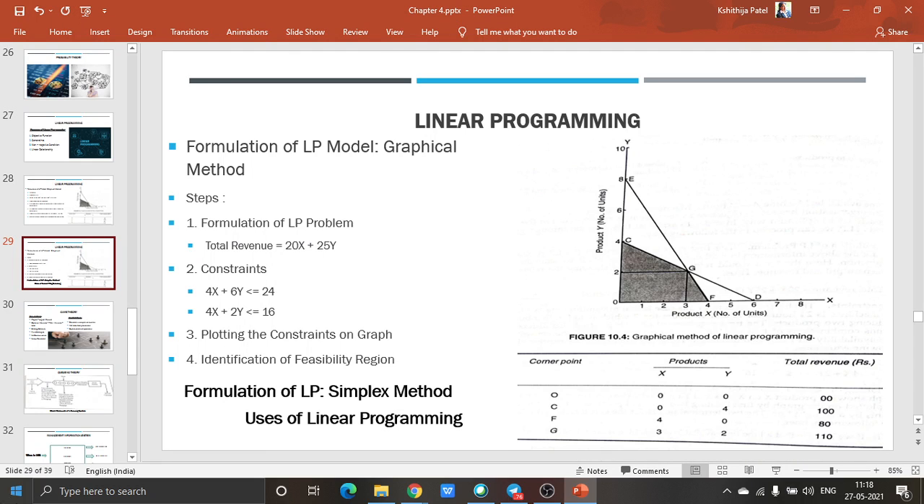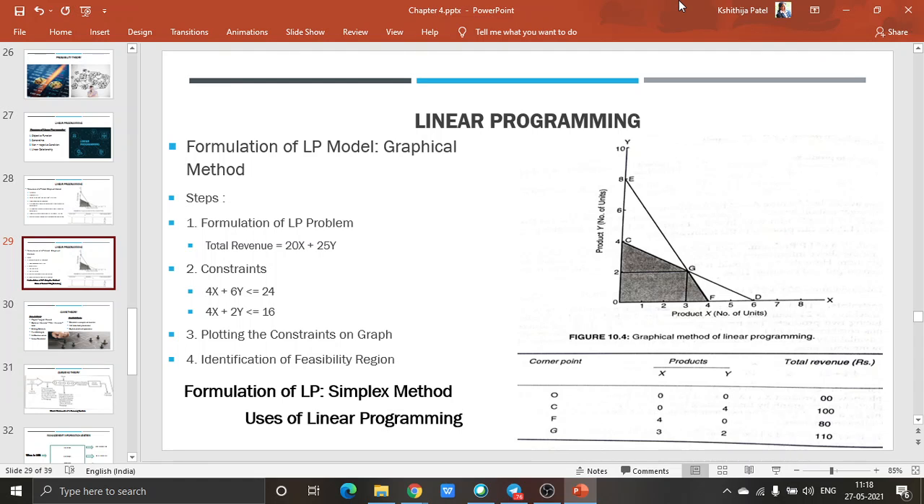Now here in the problem we have taken product X on the X axis and product Y on the Y axis. Remember one thing, here the names of the products themselves have been given X and Y, but when you draw a graph, usually a line that is drawn towards the right hand side is always the X axis, and the line that is drawn in the upward direction is always the Y axis.